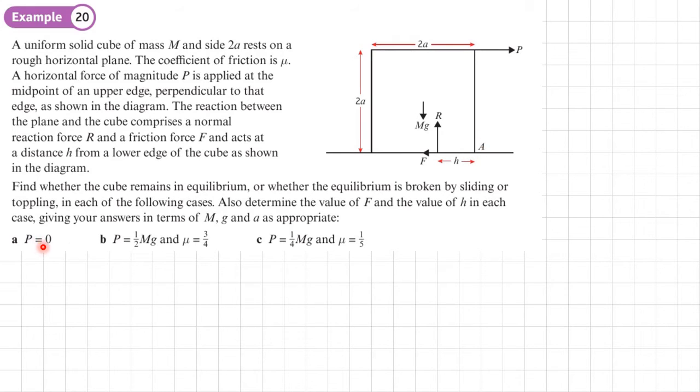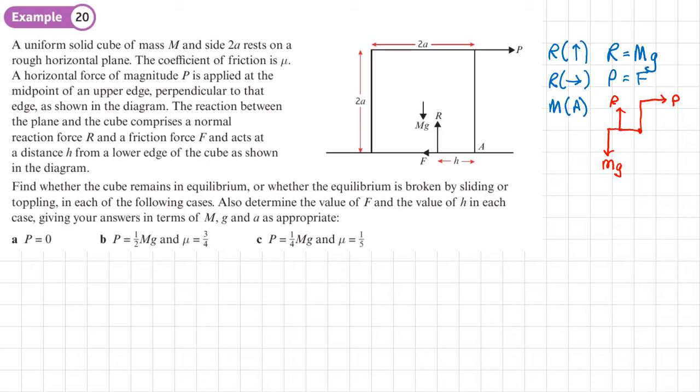So since we need to do the same thing in all three parts, rather than do the same thing three times over, we're going to write down what we get when we resolve horizontally and vertically, when we take moments about A, and then for each part we can just substitute in the different values and work out what those answers are. So if we start by resolving vertically, I can see that there's only two forces, so R is going to be equal to mg. Next we'll resolve horizontally, so the only forces are going to be P and F, so I can see here that P is going to be equal to F.